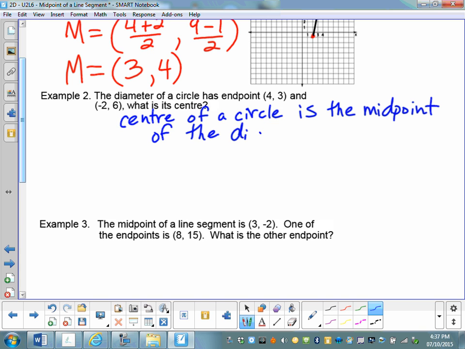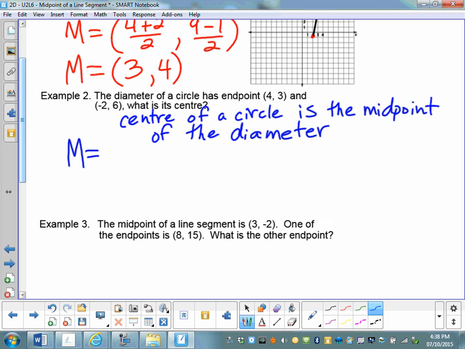So remember, I'm sure in math you've worked with diameters of circles before. They go from one side of the circle all the way to the other side, and they go through the center, and that center is the midpoint of that diameter. So we need to find the midpoint of these 2 points. So same thing, we're going to use our formula.